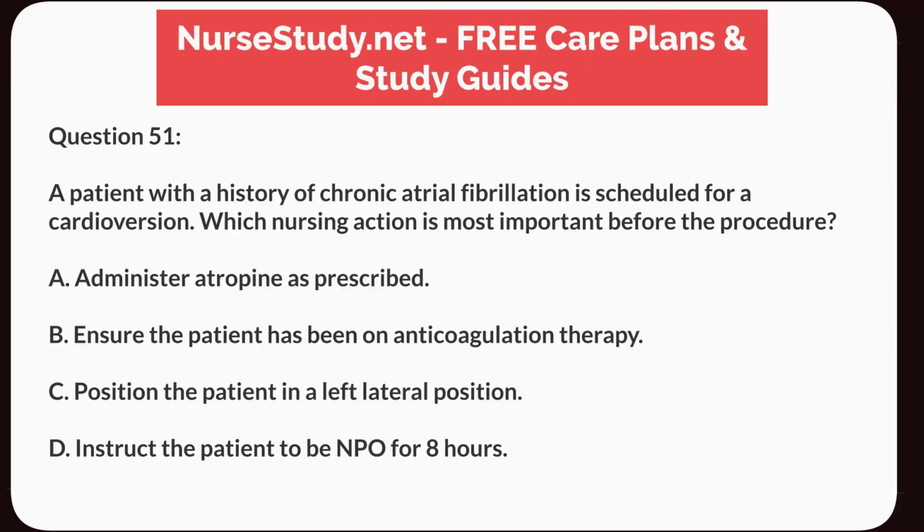Question 51. A patient with a history of chronic atrial fibrillation is scheduled for a cardioversion. Which nursing action is most important before the procedure? A. Administer atropine as prescribed. B. Ensure the patient has been on anticoagulation therapy. C. Position the patient in a left lateral position. D. Instruct the patient to be NPO for 8 hours.